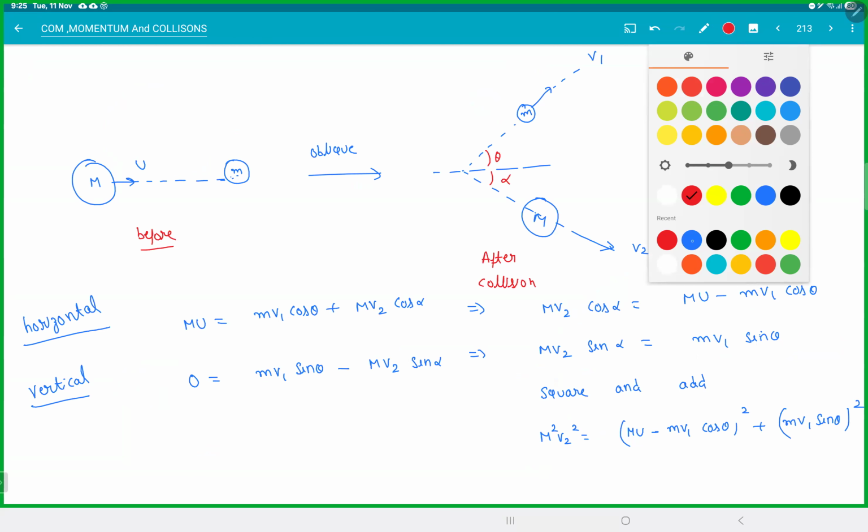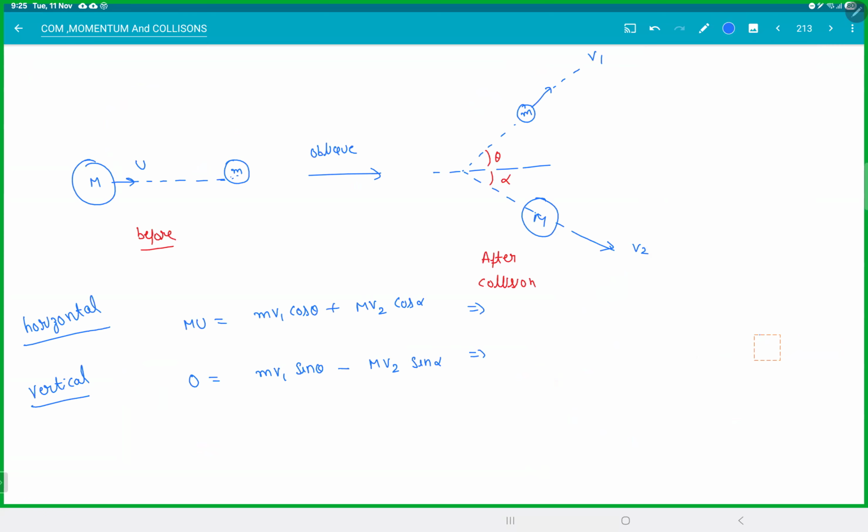That means I can't eliminate alpha. I want alpha. m v1 cos theta is mu minus M v2 cos alpha.